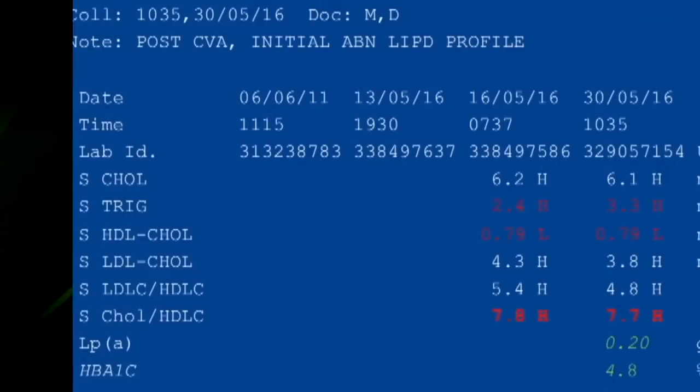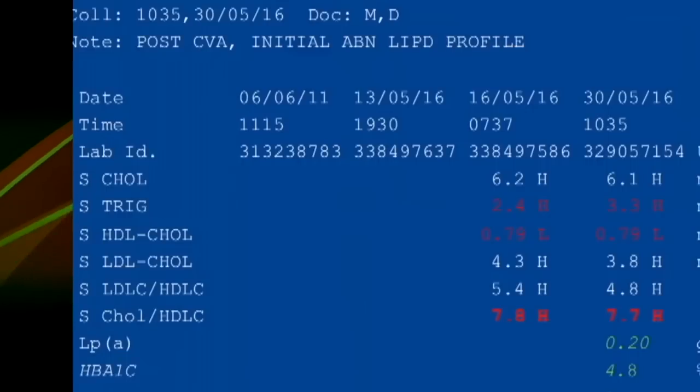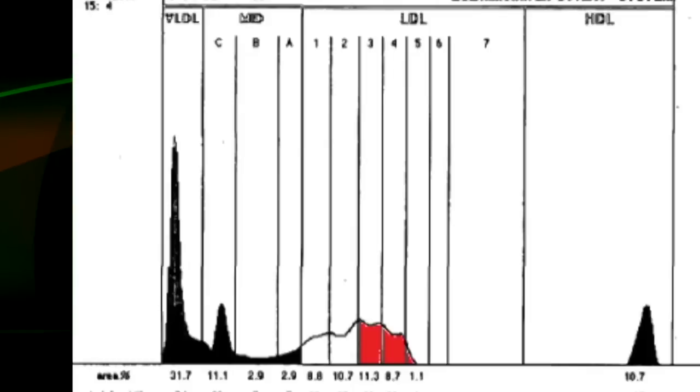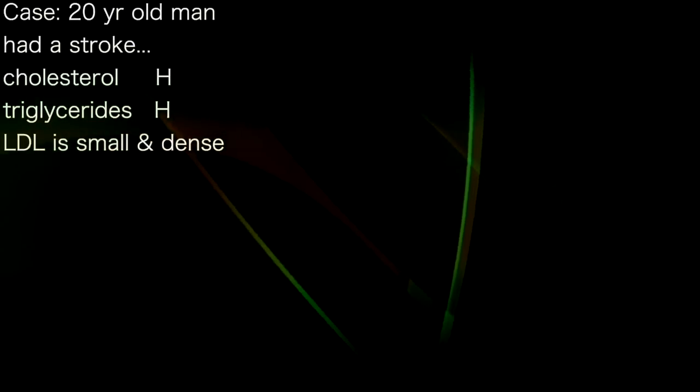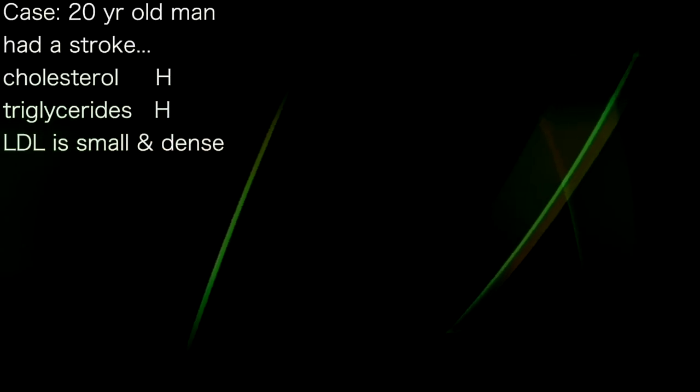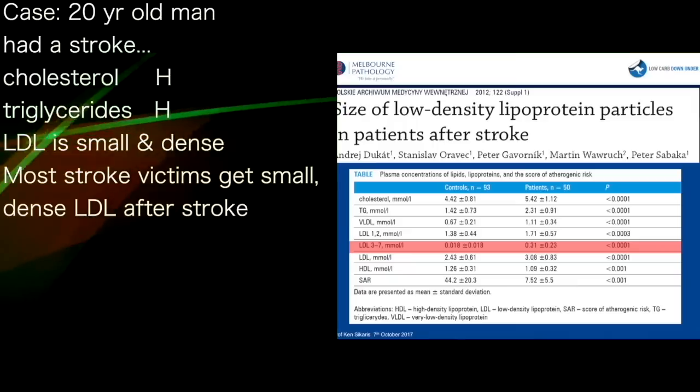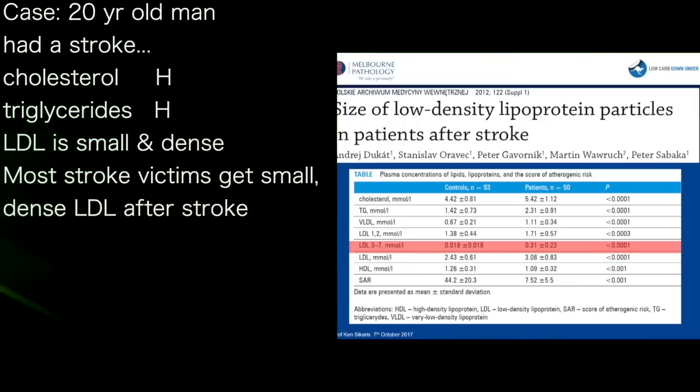So here's a patient, a 20-year-old man who had a stroke. His cholesterol level was a bit high. His triglycerides are hanging around even though he's fasting. When the triglycerides hang around, your LDL is going to become small and dense. And so when we measured his particle size, he's got lots of small dense LDL, which is a terrible thing for a 20-year-old man. That's why he had the stroke. And that's not unknown because most people, particularly young people who have strokes, the most likely thing is this small dense LDL.